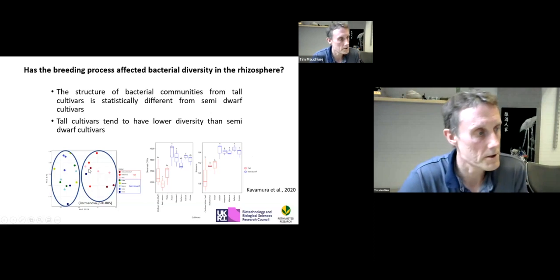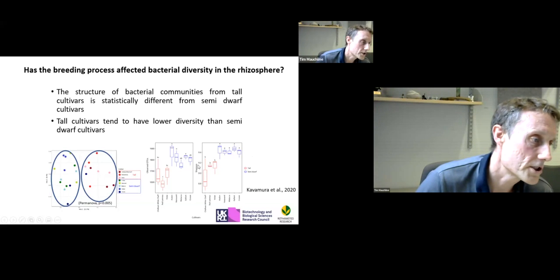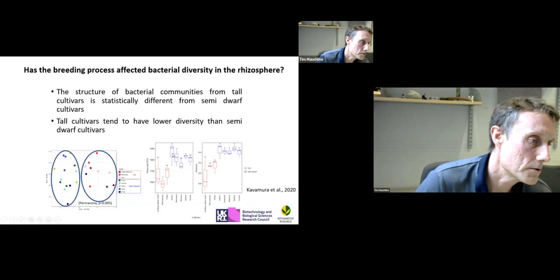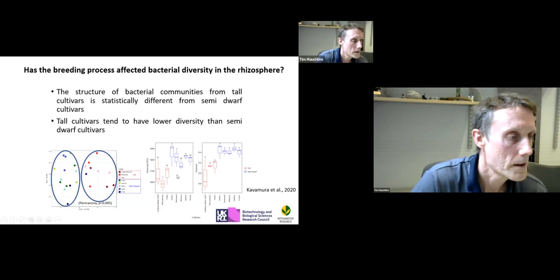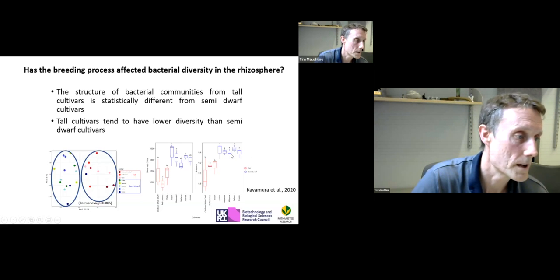And in addition, as I mentioned there, looking at the observed OTUs, as well as the Shannon diversity indices, there's actually a higher observed OTUs in the semi-dwarfs compared to the dwarf and the tall, sorry. And there's also a greater diversity in the semi-dwarfs compared to the talls.